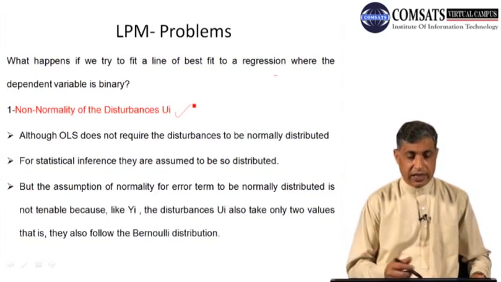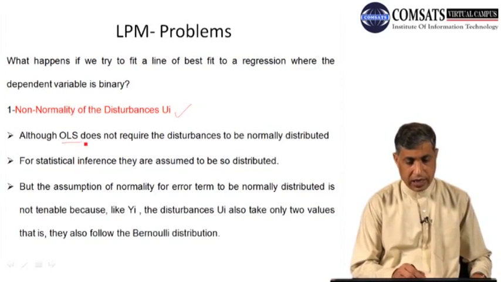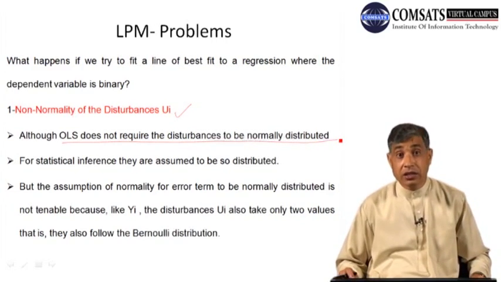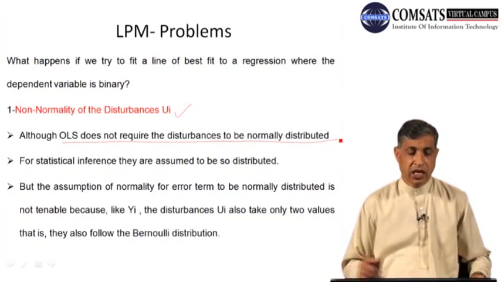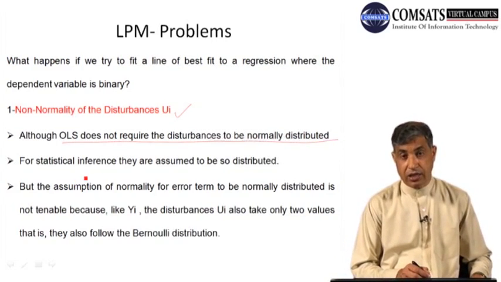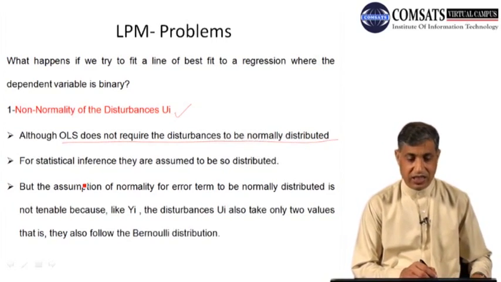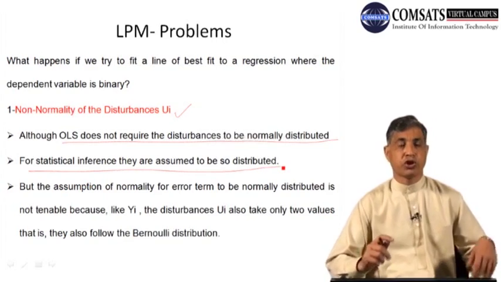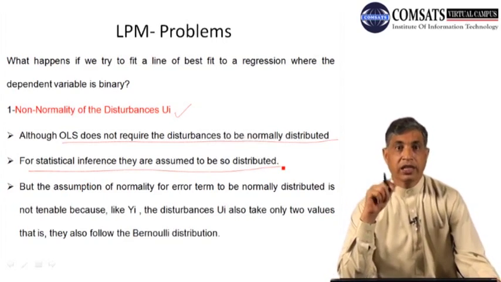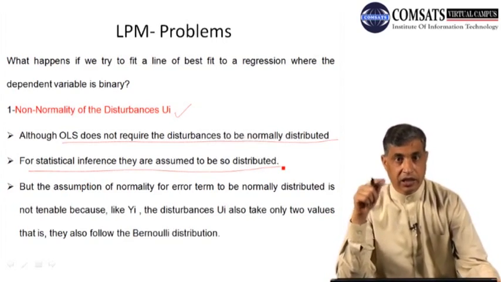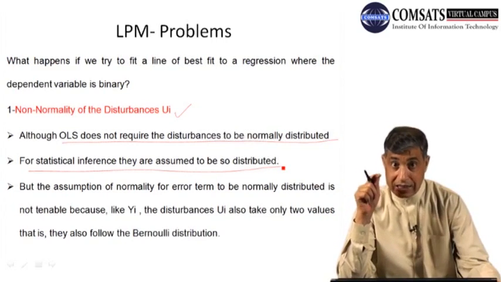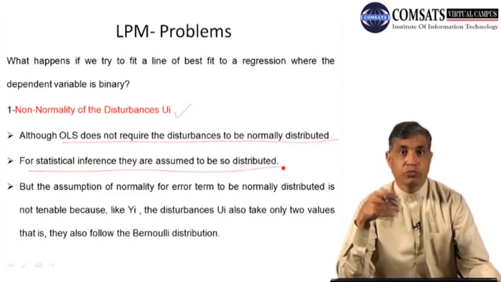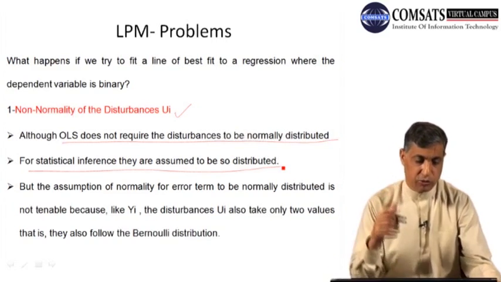You will see that although OLS does not require the disturbance to be normally distributed, this is for a statistical reason, not for the OLS reason. For statistical inference, they are assumed to be so distributed. It is not the assumption of OLS that the error term should be normally distributed. It is for our own statistical inference simplicity that we assume they are normally distributed.